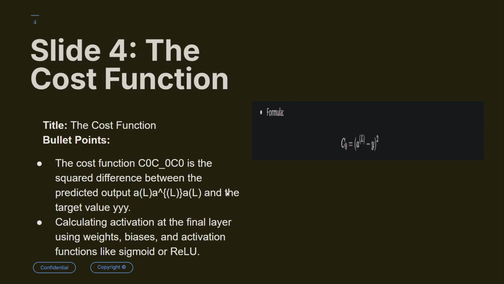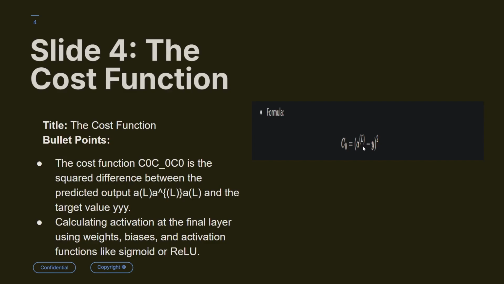So, the cost function. As you can see here, this is the formula for the cost function. Let's consider one training example. The cost function, denoted as C0, measures how far the model's predicted output of A^L is from the actual target value Y. The simplest form of the cost function is the squared error, which can be expressed as this formula right here.